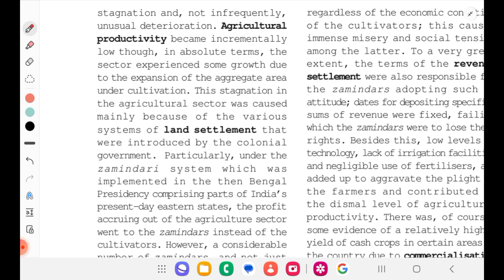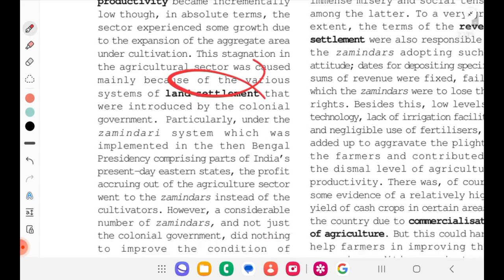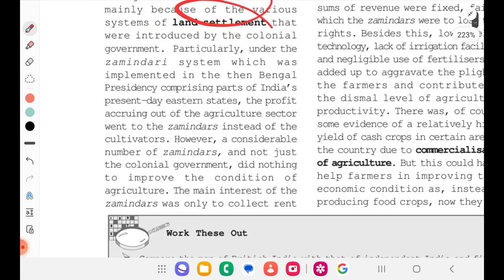This stagnation in the agriculture sector was caused mainly because of the various systems of land settlement that were introduced by the colonial government, particularly under the zamindari system, which was implemented in the then Bengal Presidency, comprising parts of India's present-day eastern state. The profit accruing out of the agriculture sector went to zamindars instead of the cultivators.